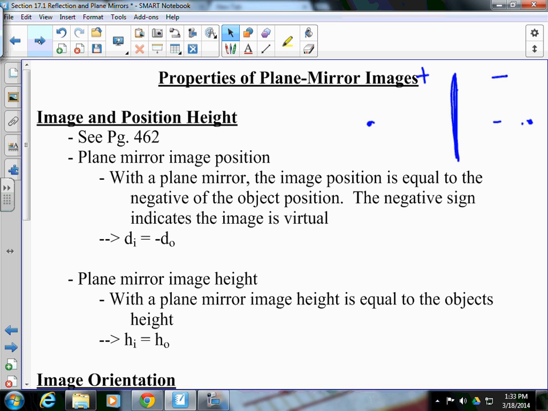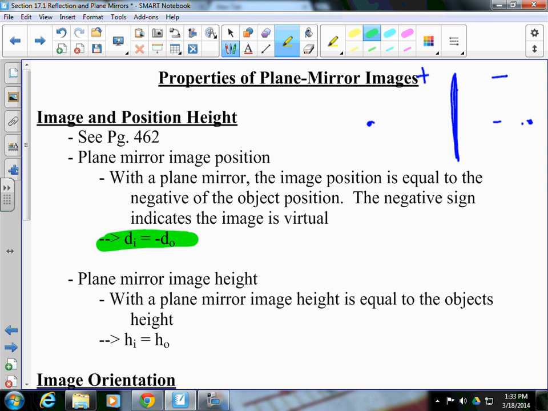So when we talk about properties of plane mirrors, we're going to talk about two key things: image position and image height. We're going to talk about how far it appears away from the mirror and the height it appears in the mirror. Now, in a plane mirror, what's neat is if you are about a foot away from the mirror, what does your image appear to be? About a foot away on the other side of the mirror.